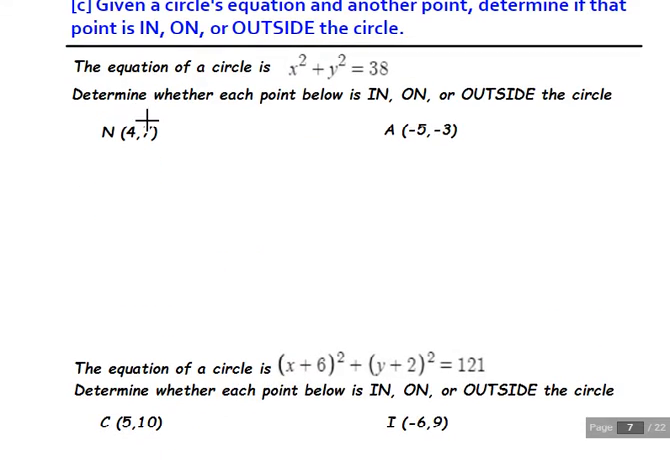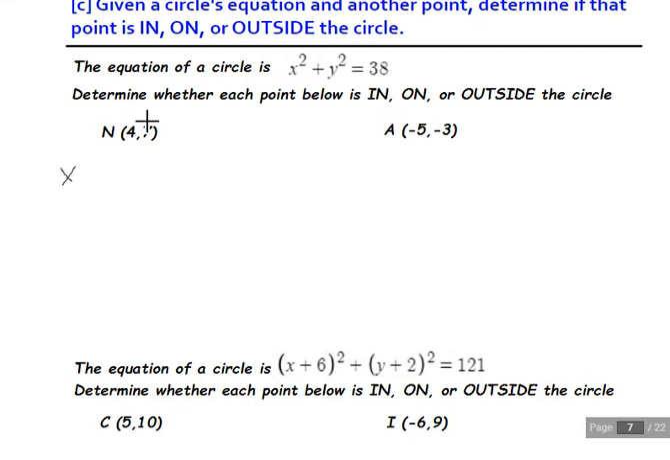Okay, so this is in, on, or outside part 2. But again, we established a good rhythm, so we know we're going to use the equation. We're going to test it with the x and y values, and we'll just see whether the calculated distance squared is the same as the radius distance squared, and make a determination if it's in, on, or outside, if it's not. So we'll start with our equation.